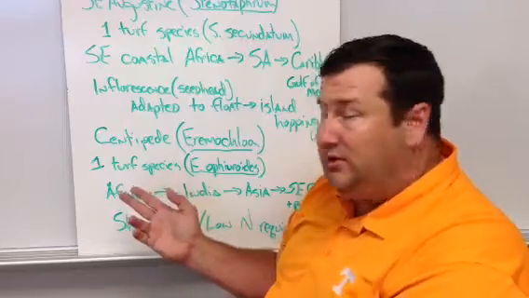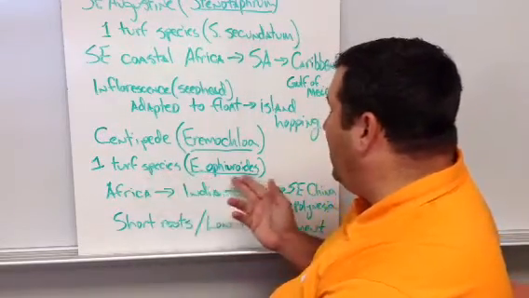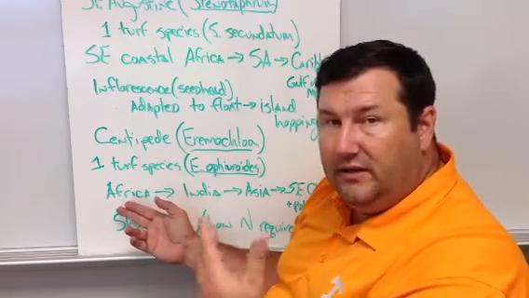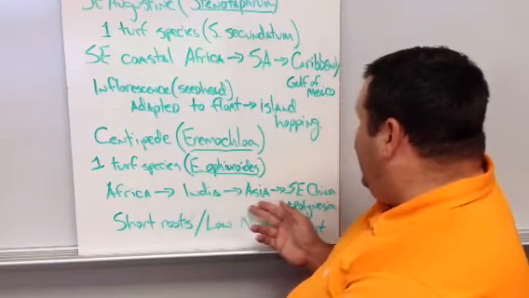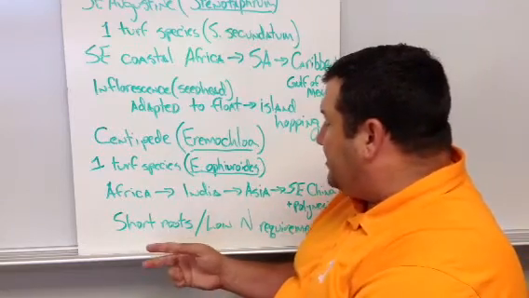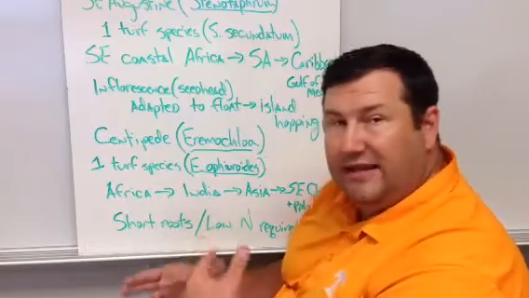Another grass is centipede grass, or Eremochloa. There's again only one turf species, as there is for many of these warm season grasses. That's Eremochloa ophiuroides. And it originally diverged from Africa, then moved to India, and then Asia, and then Southeast China and Polynesia.